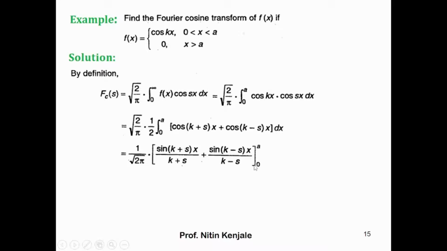Now we substitute these limits in x. So we get Fc is equal to 1 by root 2 pi into sin((k plus s)a) divided by k plus s plus sin((k minus s)a) divided by k minus s. When we put 0 in x, we will have sin 0 here and here, and since sin 0 is 0, both the terms will become 0. So this is Fourier cosine transform of the given function.